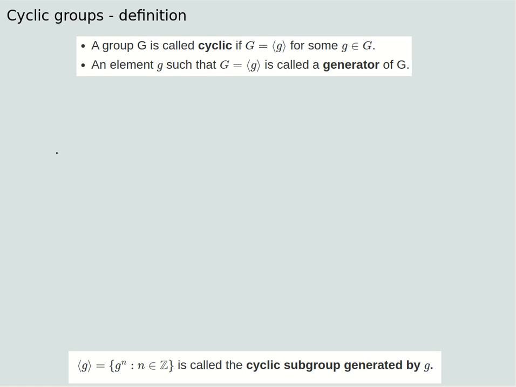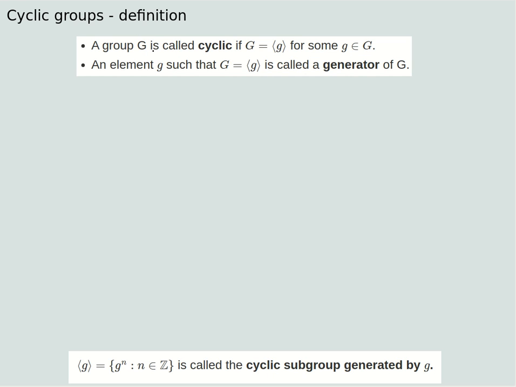Okay, we now have another special class of groups called cyclic groups. And here's the definition of a cyclic group. A group G is called cyclic if it's equal to the cyclic subgroup generated by one of its elements. So I've copied for you at the bottom there the definition of the cyclic subgroup generated by g. You'll remember from our previous lecture that it's just the set of all powers of g. So that's what it means for a group to be cyclic.